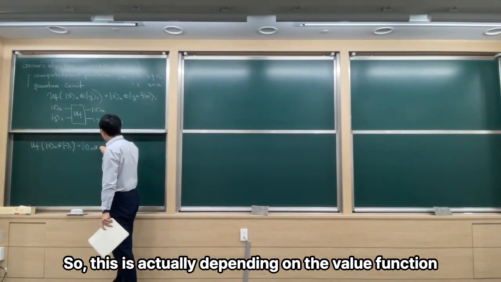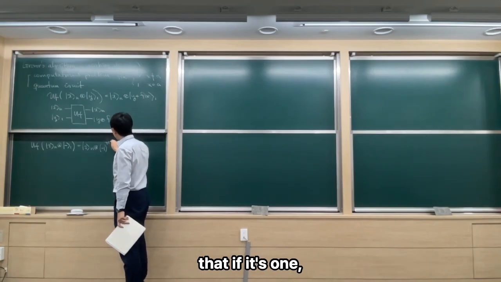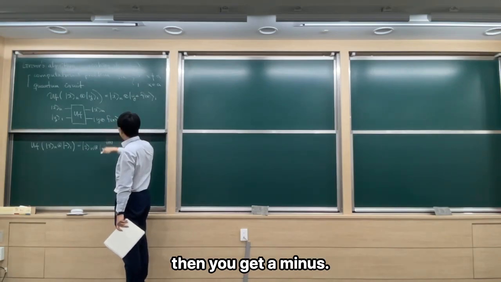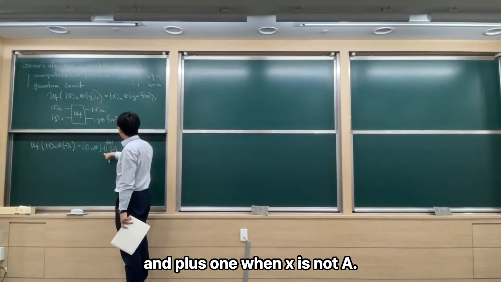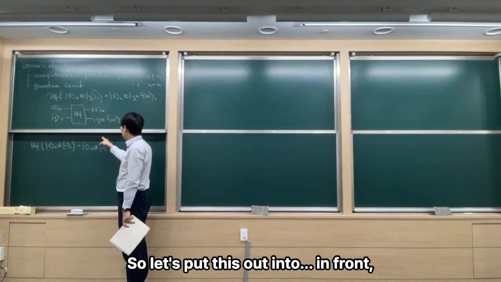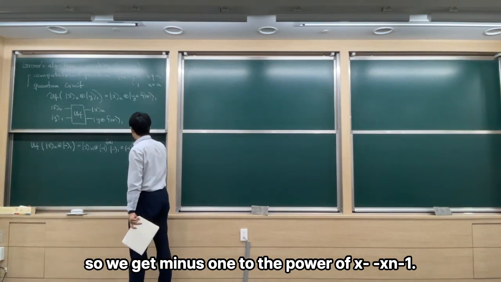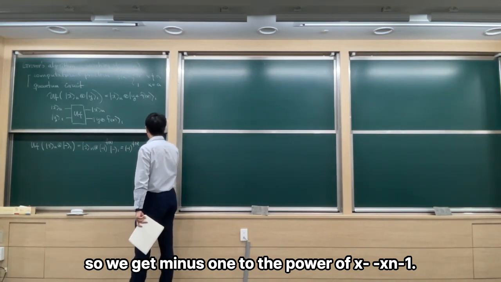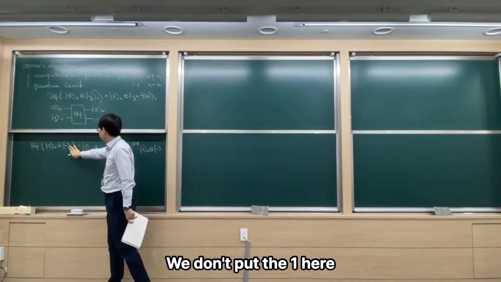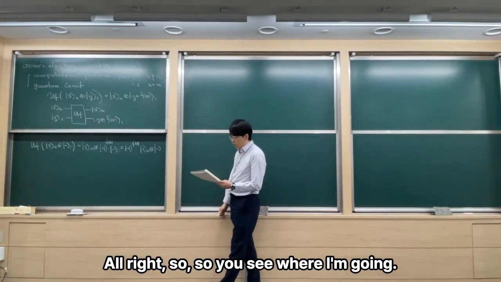So this actually depends on the value of the function. If the value of the function is 1, then you get a minus. That's exactly when x is A, and plus 1 when x is not A. So let's put this out in front. So we get minus 1 to the power of f of x. We don't put the 1 here, because minus is just minus 1. All right. So you see what I'm going at.